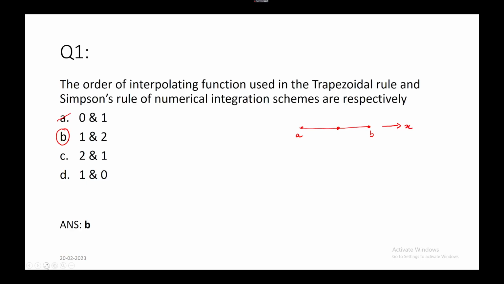What does the trapezoidal rule state? The trapezoidal rule states that the integral of f of x dx, let us say a function varying from a to b, is equal to h by 2 into f of a plus f of b, where I am defining h as the length of the element. So this is the trapezoidal function. Do you agree?